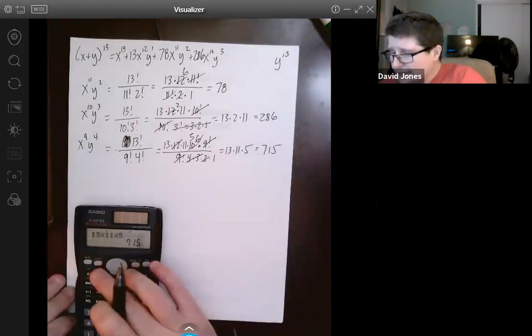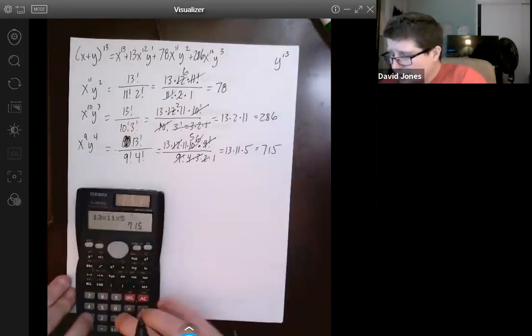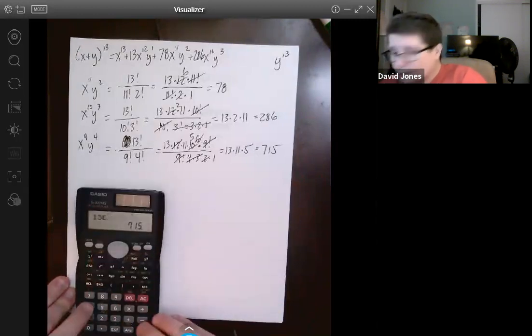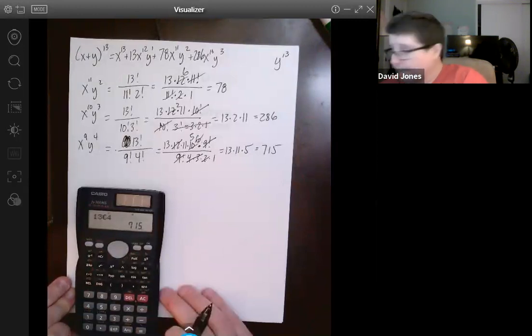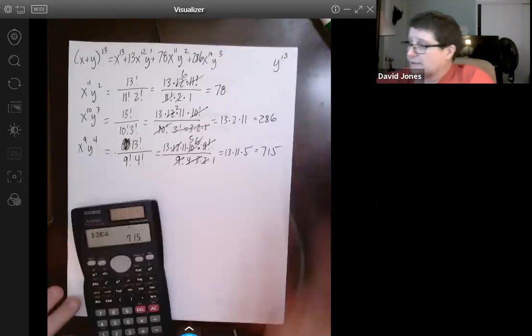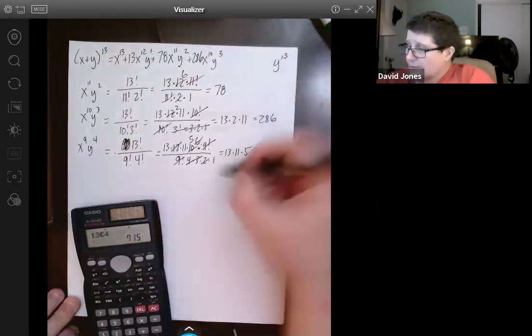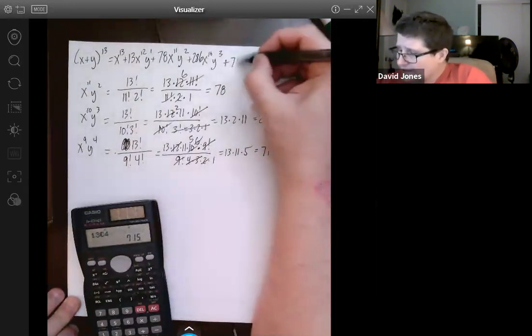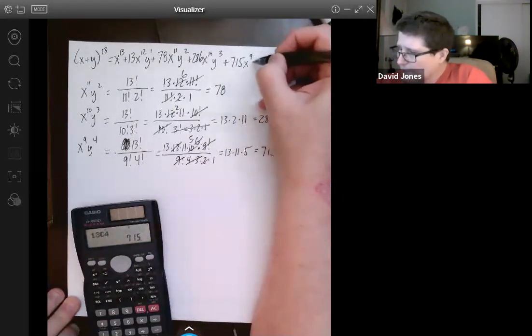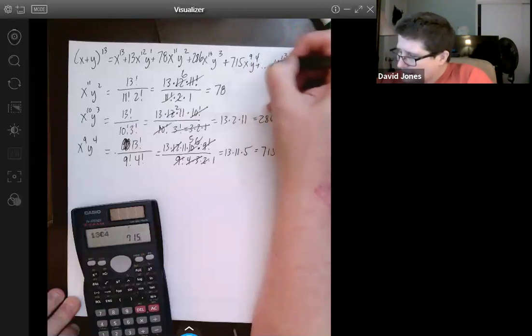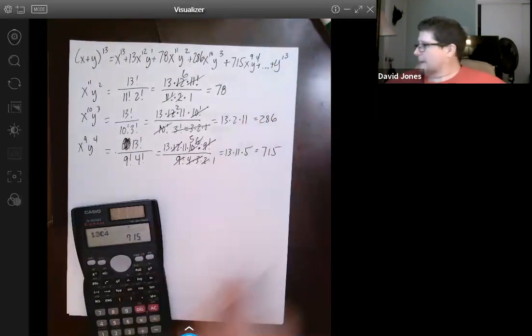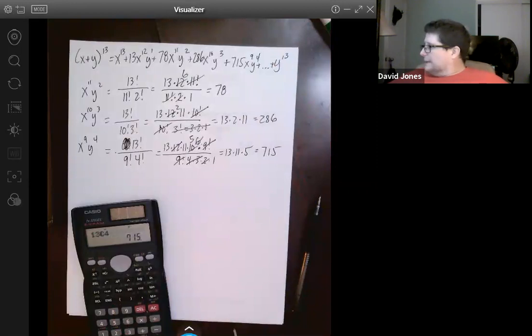Or if I use the nCr button, 13 choose 4. Yeah. So that we would have a 715 x to the 9th y to the 4th. And it would keep going on downward. I think you get the picture there.